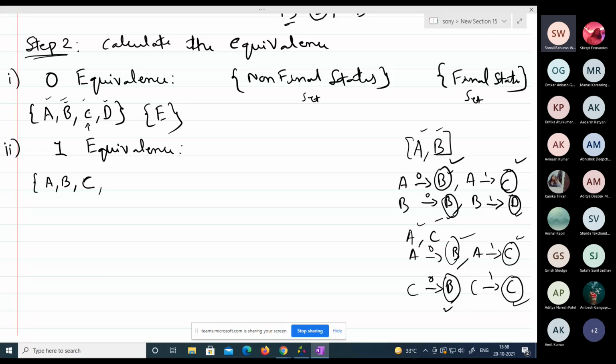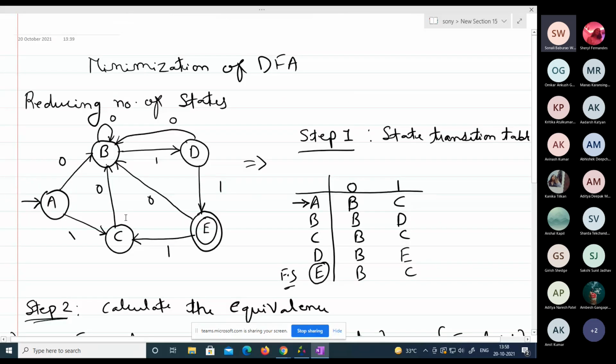Okay, so guys, let's start. For example, they have given us a DFA like this, and you have to minimize this DFA. So step number 1 is you have to draw a state transition table. This you all know how to draw a state transition table.